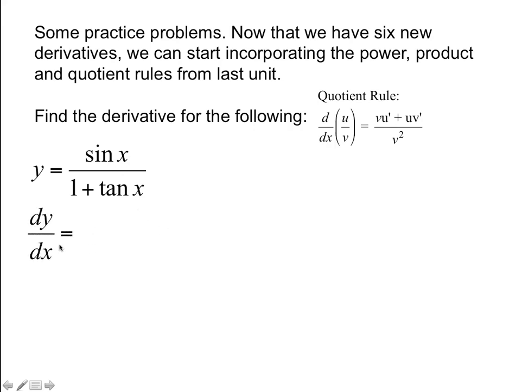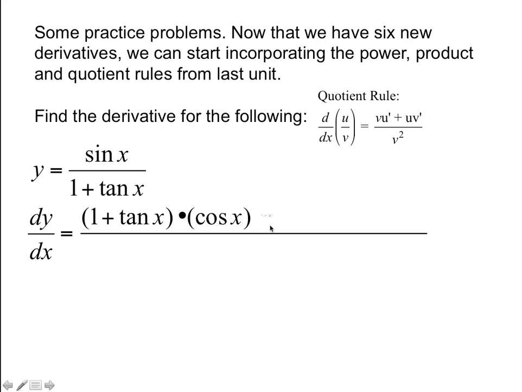So low is this, 1 plus tan x. D high, so the derivative of this is cosine, minus high, so we got sine x here, d low, derivative of 1 plus tan x. Okay, if we take the derivative term by term, the derivative of 1 is 0. The derivative of tan x is secant squared. So the derivative of 1 plus tan is just secant squared. It's 0 plus secant squared, but we don't have to write the 0. So that's the top. The bottom is low squared.